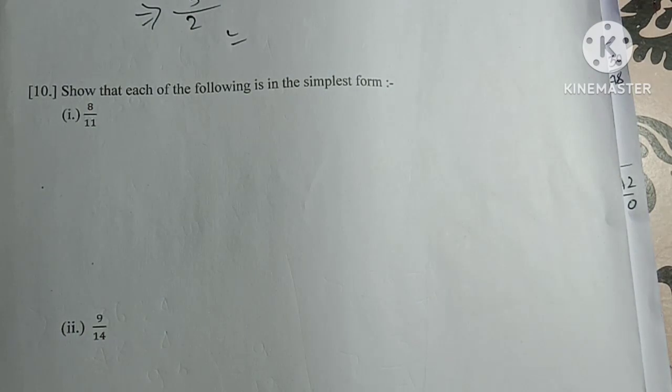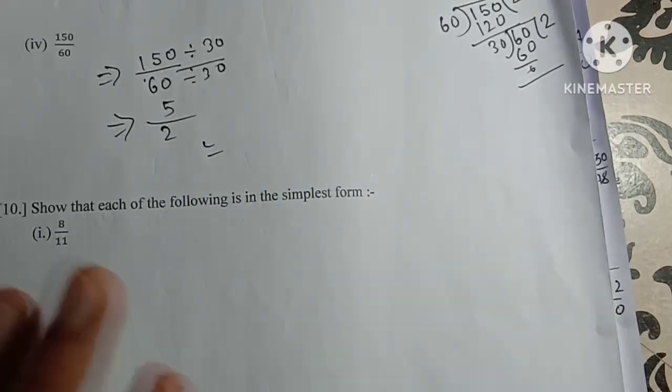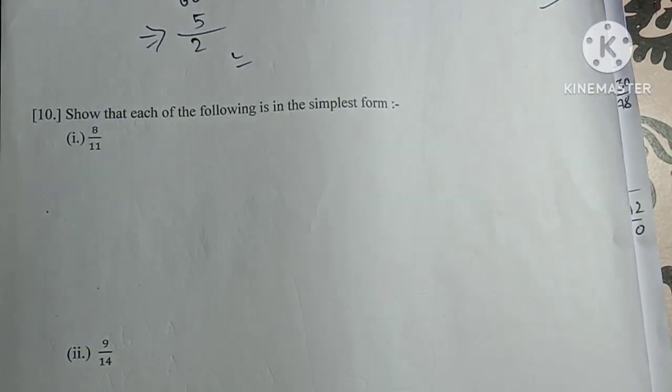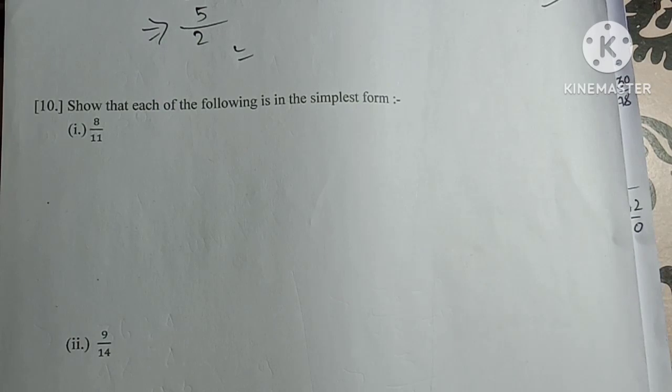So to do so, you have to do only one thing. Here you have seen we have been finding the HCF. Now we will also find the HCF of both numerator and denominator here, and if the HCF of both numerator and denominator is 1, we can say that the given fraction is in the simplest form.